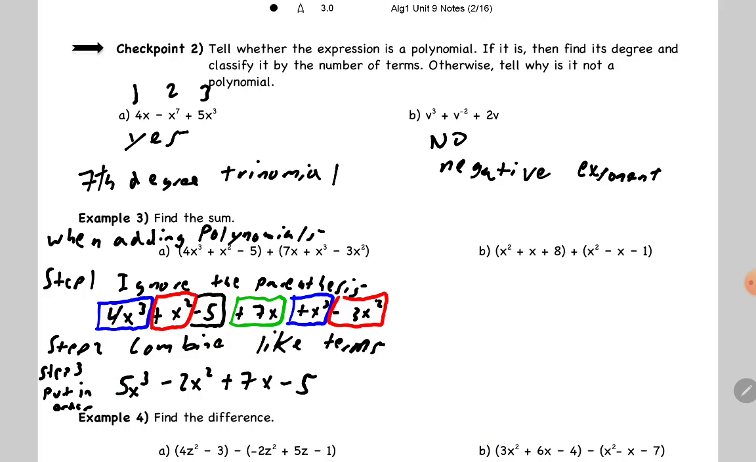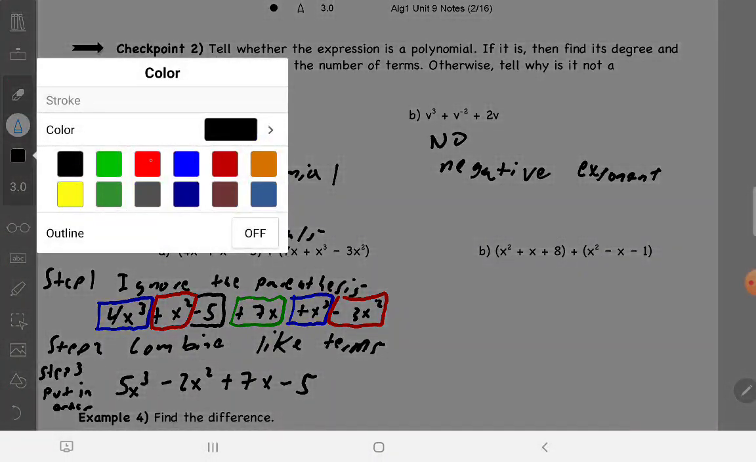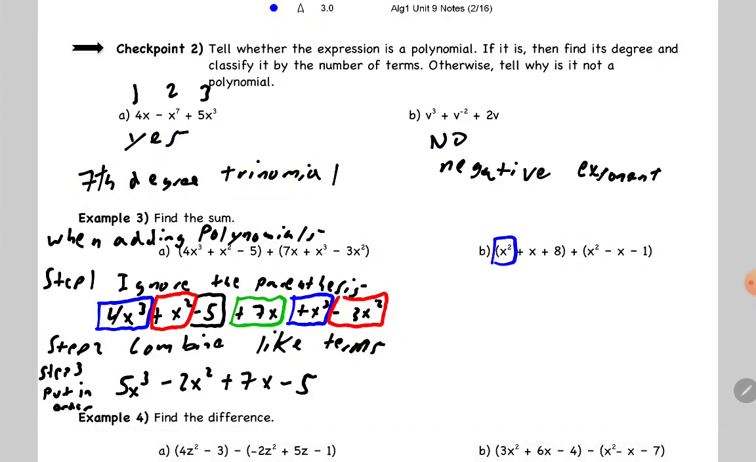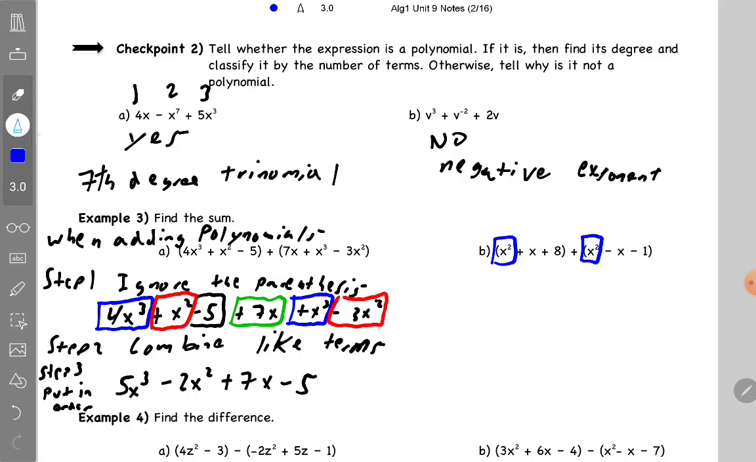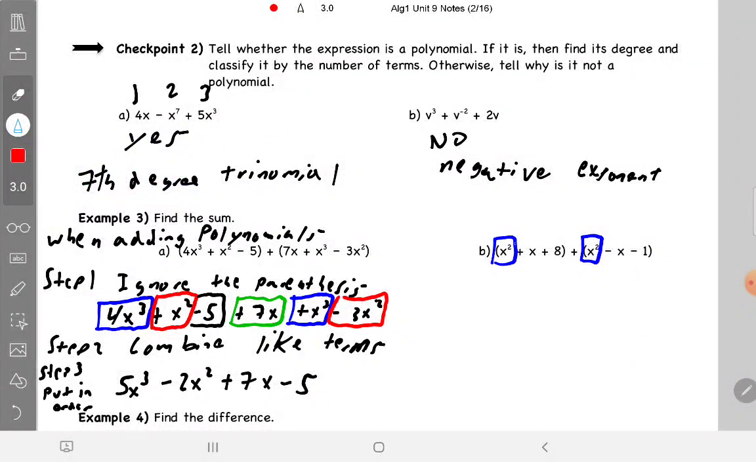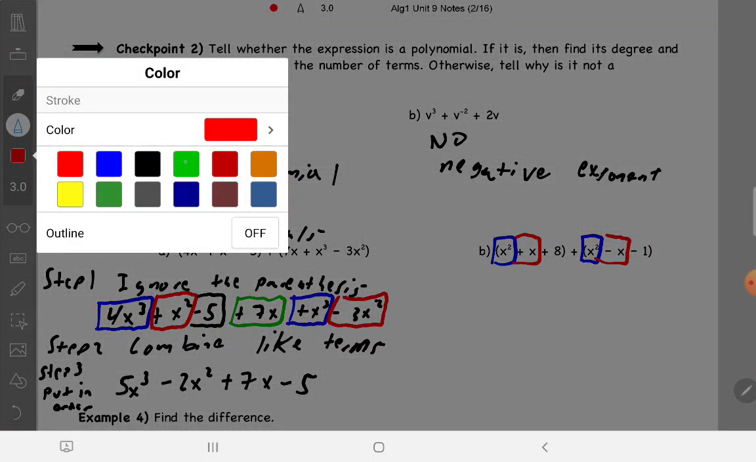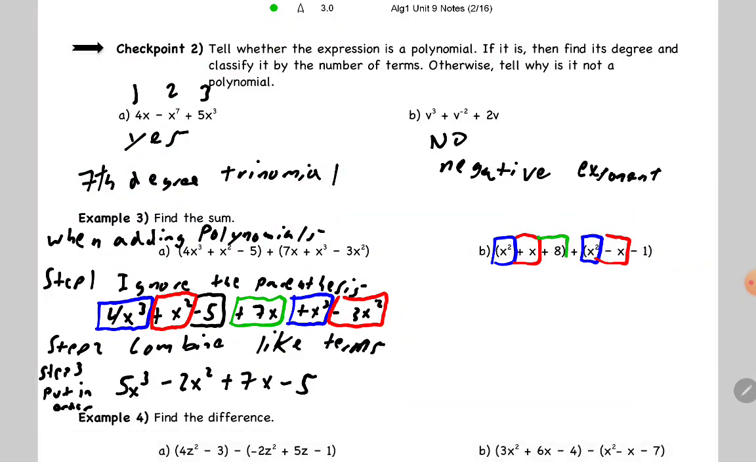Part B. We're going to ignore the parentheses. We're going to combine our like terms here. So let's go blue. So we're going to combine these. X squared plus x squared. And then we have x here and a minus x. And then we have a plus 8 and a minus 1.